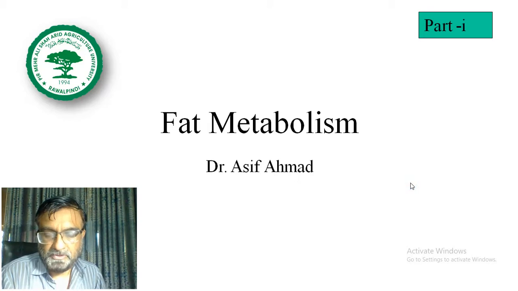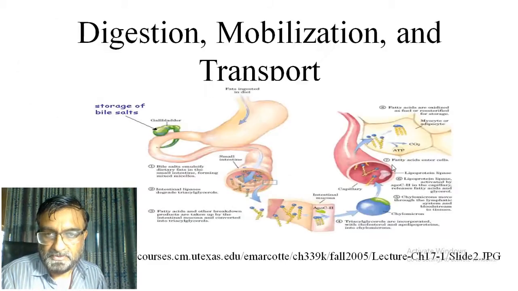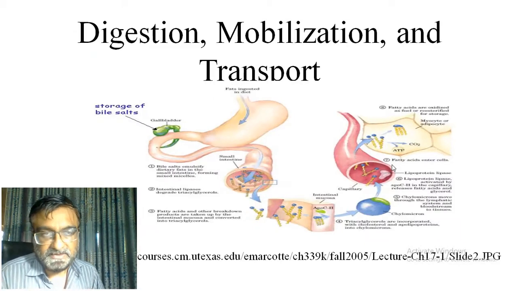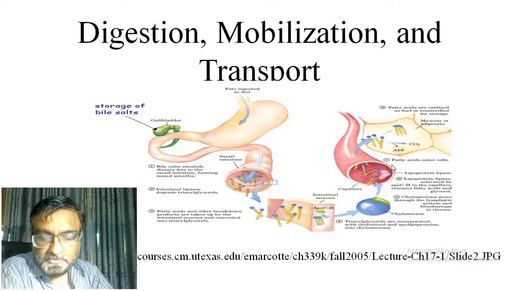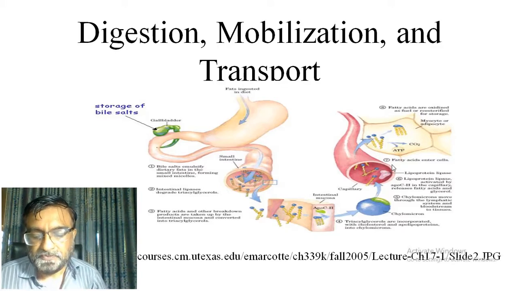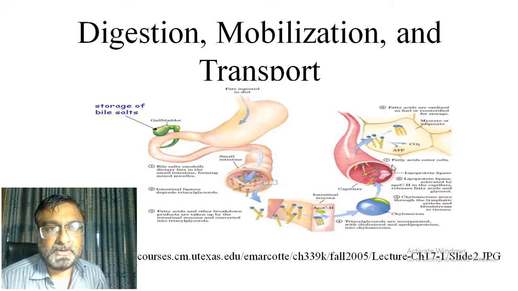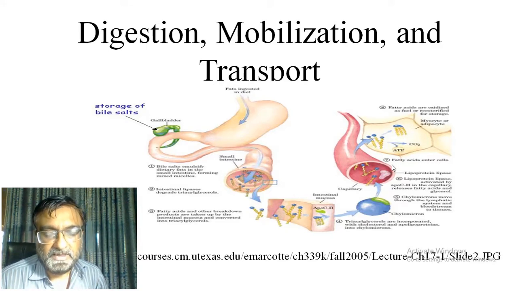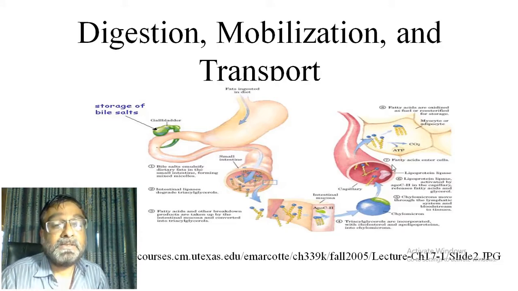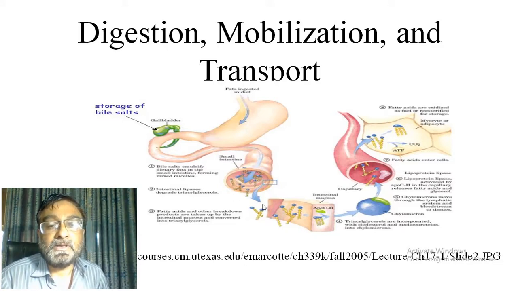So as you know, in food items we are taking fats as a major food component. Before discussing the actual metabolic process, we will see some of the things for digestion, mobilization, and transportation. The metabolic process starts when the fats are transported into the cell, and it takes place in the mitochondrial region for the fats.